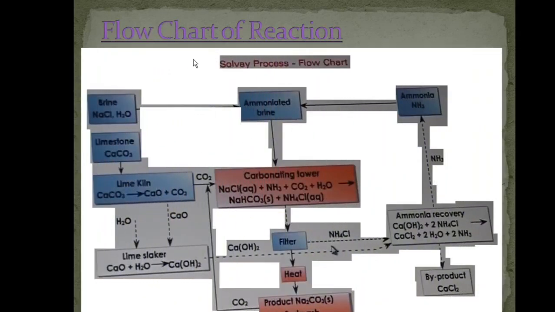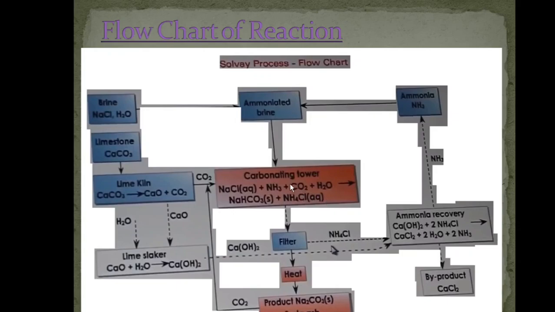Now, this is the simplest flow chart for the Solvay process. We have already discussed the reactions, but we will again have a look. Here the brine solution, that is purified brine, is reacted with ammonia and forms ammoniated brine. That ammoniated brine is then fed to the carbonating tower, where NaCl, ammonia, CO2 plus H2O react and give sodium bicarbonate in solid form and ammonium chloride in aqueous form.